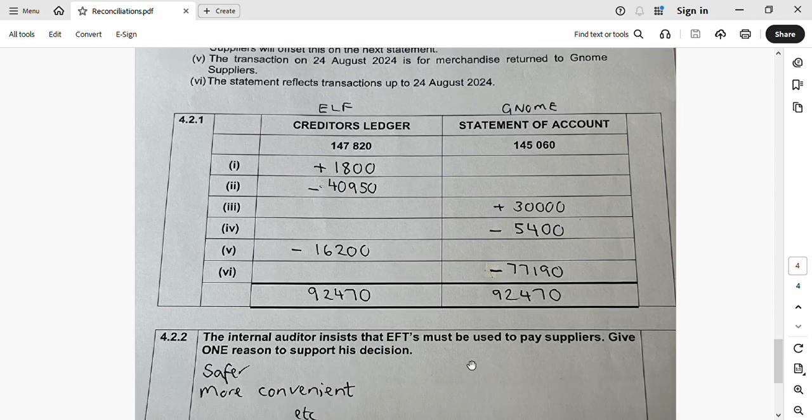And then the internal auditor insists that EFTs must be used to pay suppliers. You have one reason. Obviously it's safer, it's more convenient, you can make those payments wherever you are and whatever time it suits you, and so on. Okay, so that's the last thing on reconciliations. Thanks.